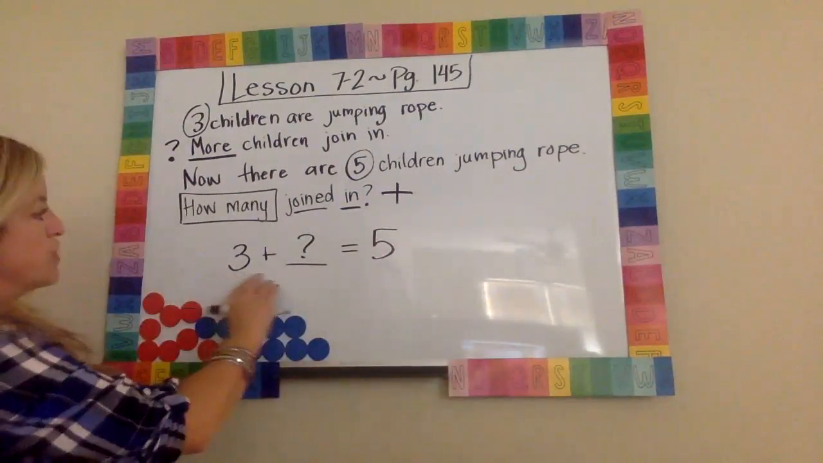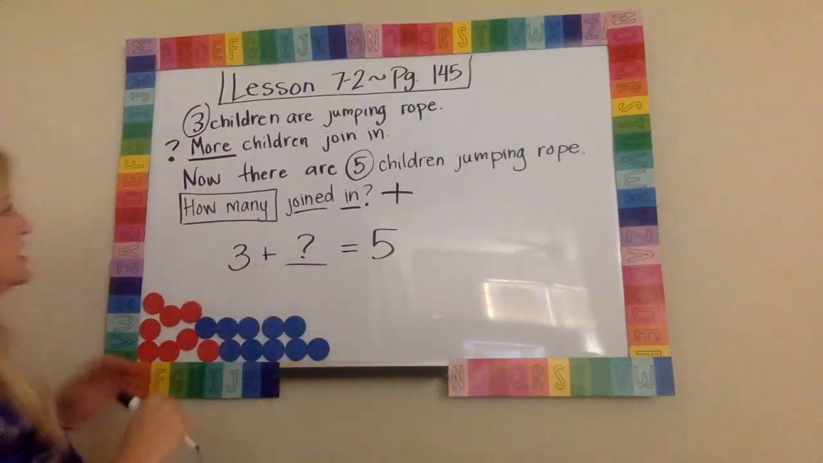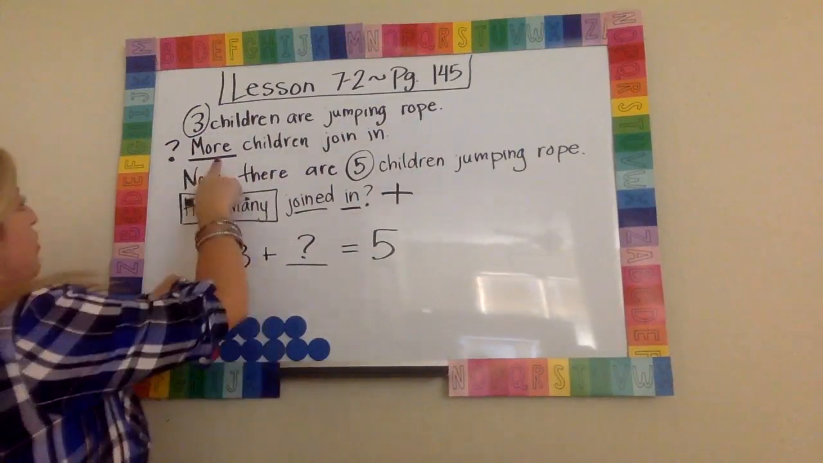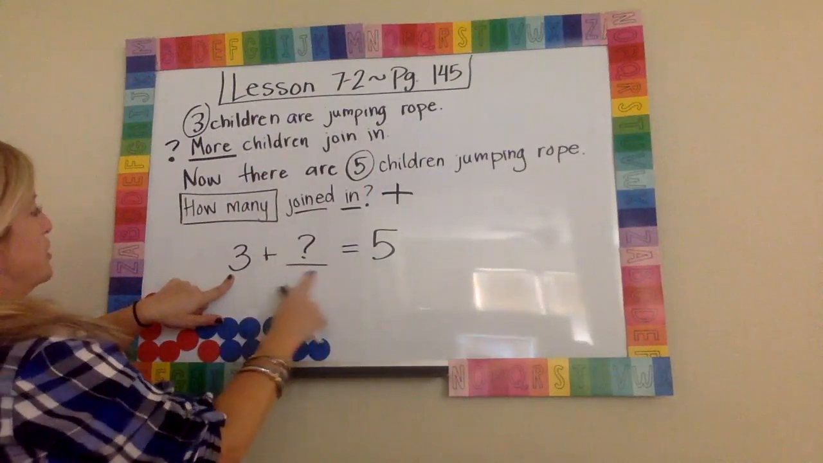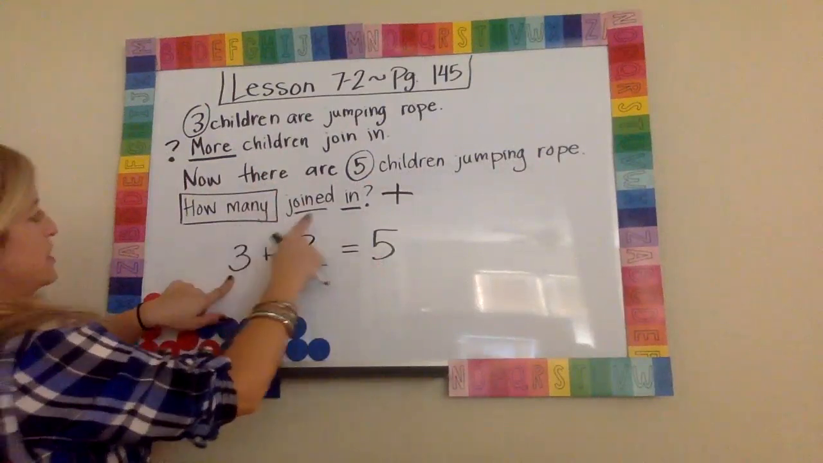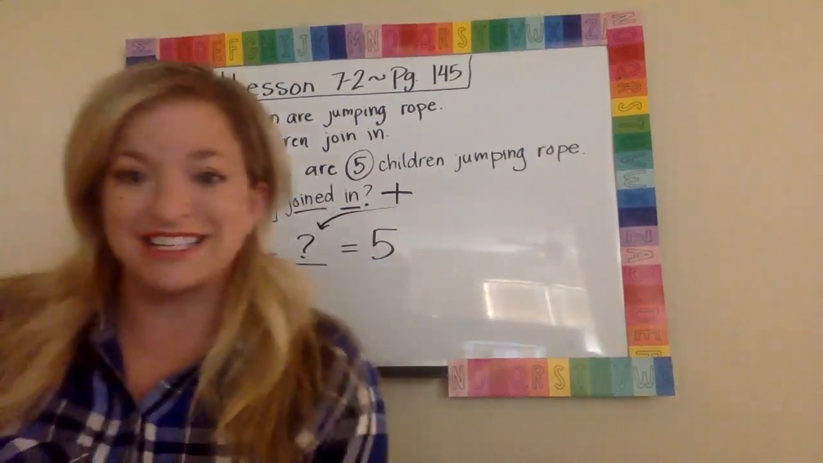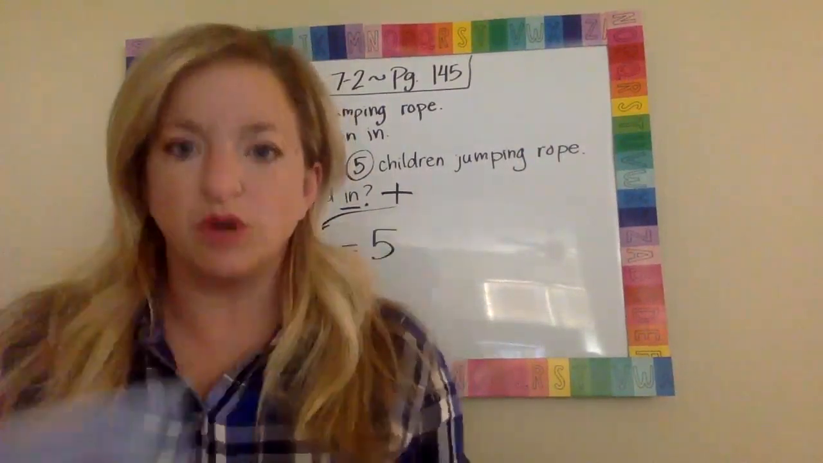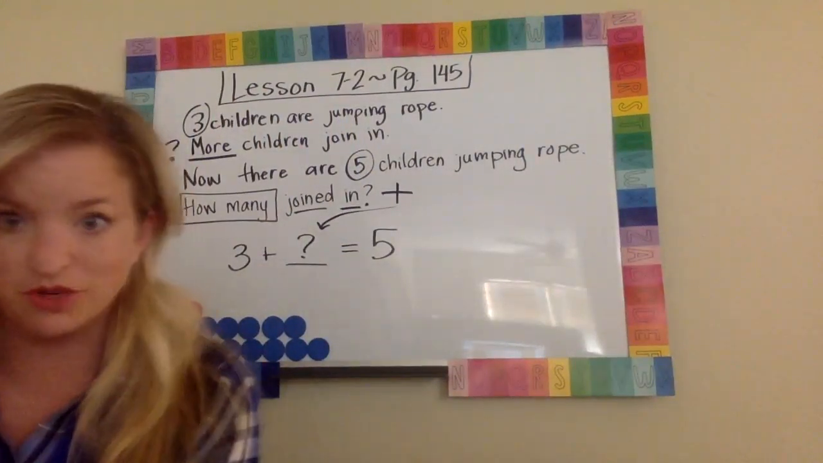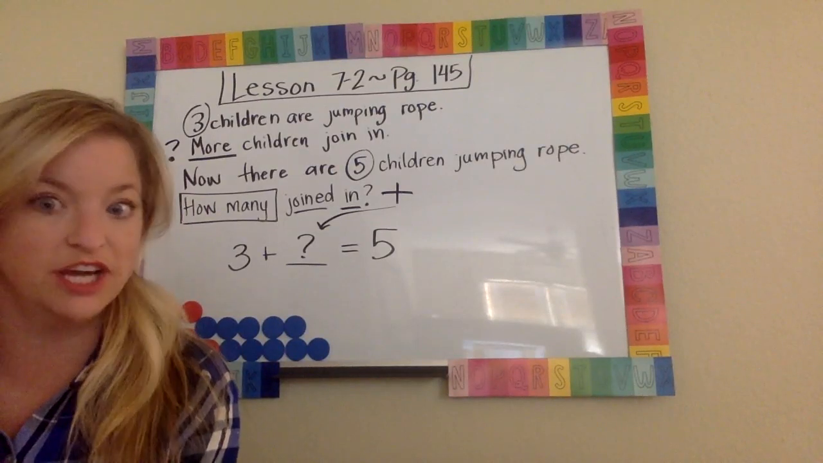So as I read it, I wrote out my equation for what made sense to me. So I'll show you how I did it again. I said 3 children are jumping rope. So I have 3 children jumping rope. More children join in. I don't know how many more. Now there are 5 children jumping rope. There's my 5. How many joined in? That is this answer. So it also has this big, beautiful try it. It wants you to try it on your own. So try figuring this out with what I gave you, which was quite a bit. All right, pause it, try it.